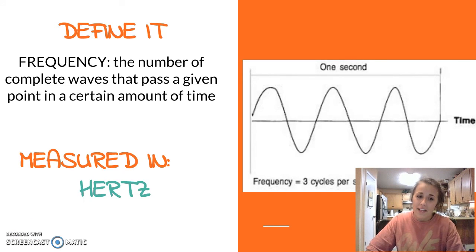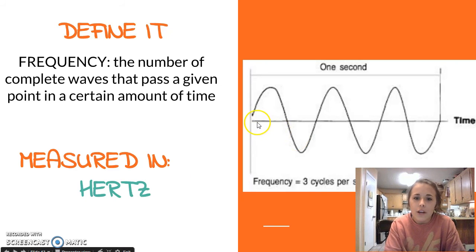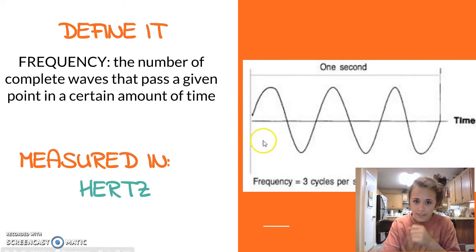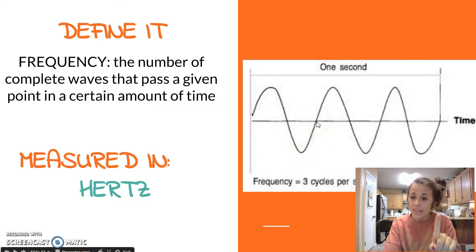So frequency is defined as the number of complete waves that pass a given point in a certain amount of time, and this is measured in hertz on your test. So in this one, we have a measurement of 1 second on this image. And so we're going to measure how many cycles have passed in this 1 second. So from here at the rest position, we go to the crest, down to the trough, and back to the rest position. That's 1 cycle.